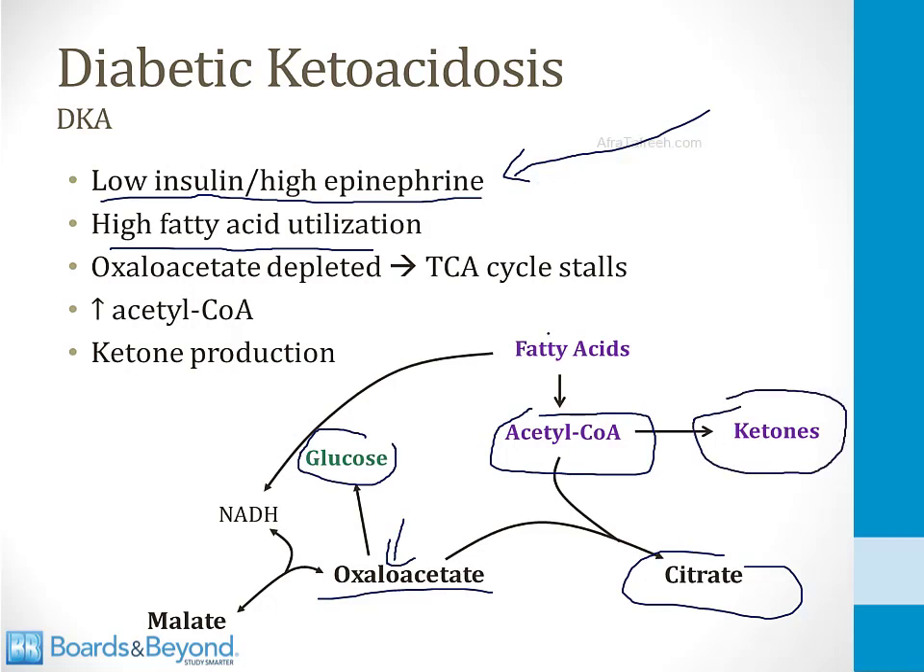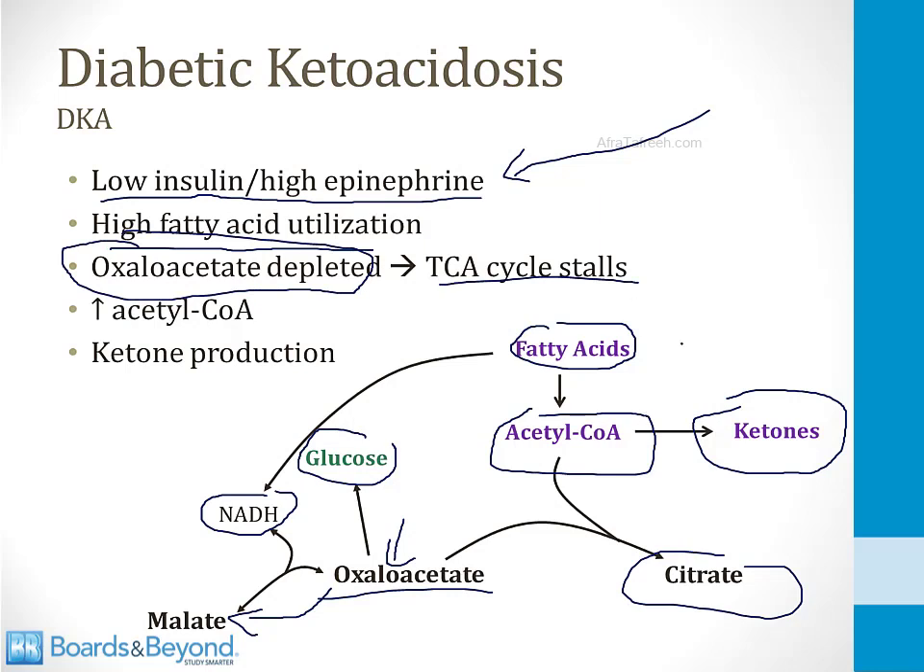In addition, the metabolism of fatty acids leads to the production of lots of NADH. NADH favors the conversion of oxaloacetate into malate, so this is another reason that oxaloacetate is depleted and the TCA cycle is stalled. And for all of these reasons, all the acetyl-CoA coming from fatty acids is driven towards the production of ketone bodies in DKA.